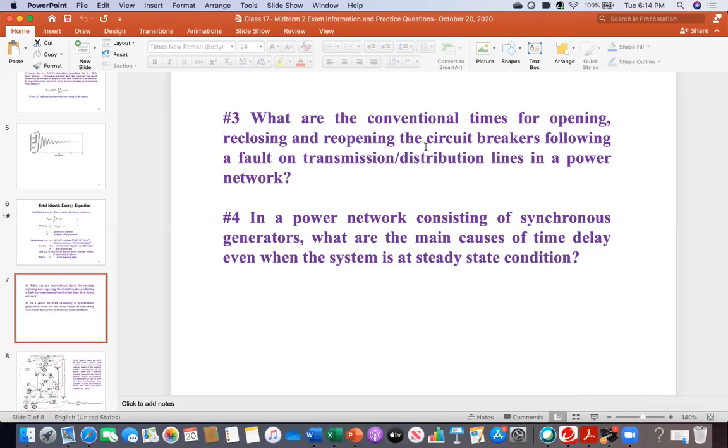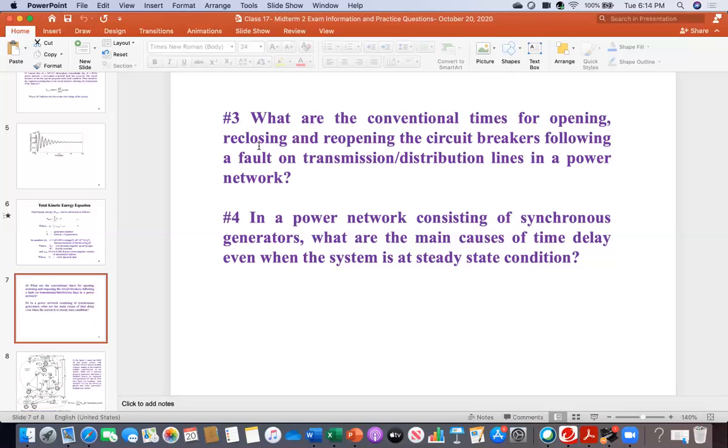And then reopening. Why is it asking about reopening? You reclose the breaker after 30 or 40, 45, 60 cycles, and then the circuit breaker understands that the fault is still persisting, still going on. Therefore the circuit breaker will reopen again. So what should be that reopening time? Again it is another 5 cycles, like the first approach. A fault happened and the circuit breaker opened within 5 cycles.